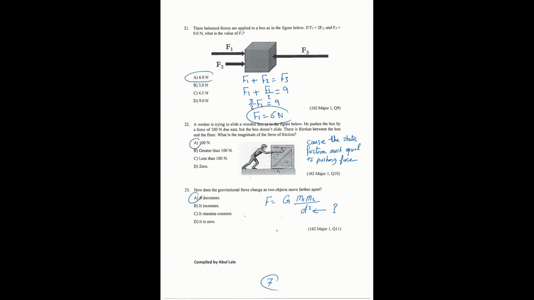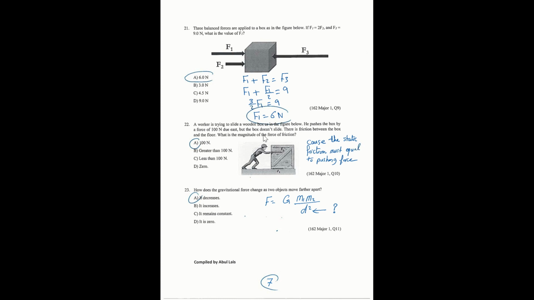Problem number 22, it says that a worker is trying to slide a wooden box as in the figure below. He pushes the box by a force of 100 newtons due east, but the box does not slide. There is a friction between the box and the floor. What is the magnitude of the force of friction?